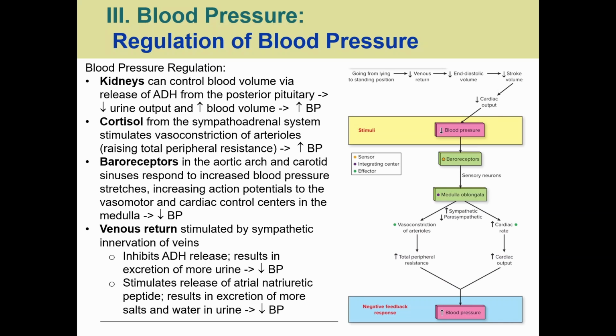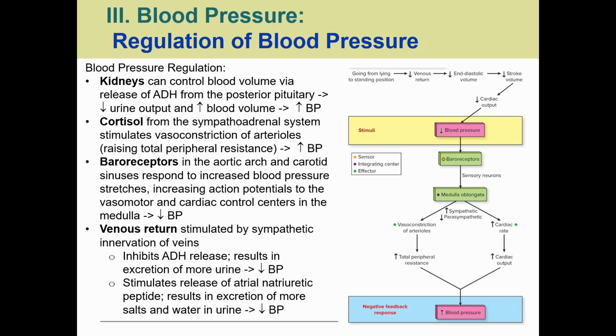Baroreceptors, which are going to detect pressure in the aortic arch. We also have the carotid bodies found in the carotid sinuses. They will respond to increased blood pressure. Basically, increased blood pressure will cause more stretching, and then these receptors will go communicate with the medulla in the brain to say, hey, we're under high pressure, we need to lower this pressure. And so then the medulla can control things like heart rate and whatnot to lower blood pressure.